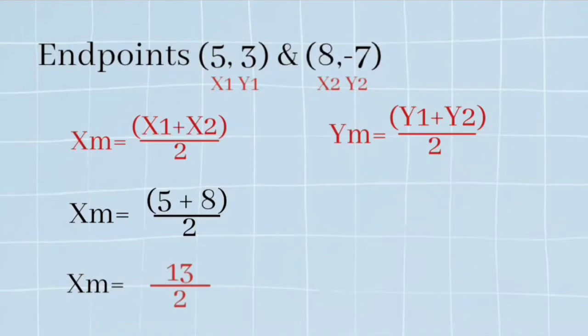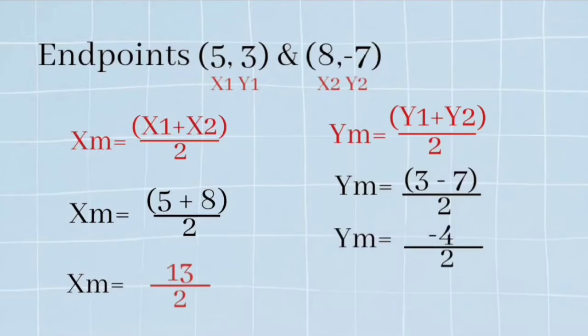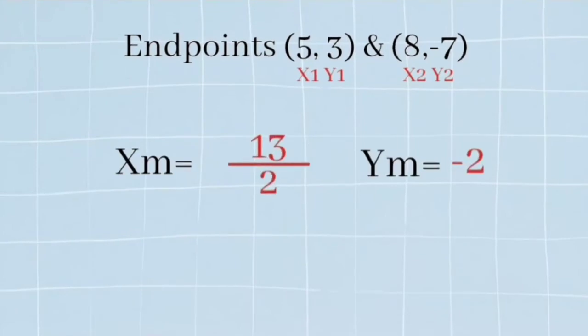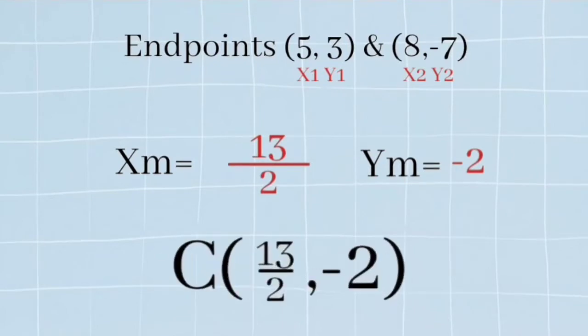Now for the ym. Again, let us substitute our points to the formula. So ym equals 3 minus 7. It is 3 minus 7 instead of 3 plus 7 because we multiplied our y sub 2, which is negative, to the positive sign in the formula. Ym equals 3 minus 7 over 2 is negative 4 over 2. Negative 4 divided by 2 is negative 2. So our ym is equals to negative 2. Thus, our center for endpoints 5, 3, and 8, negative 7 is 13 over 2, negative 2.